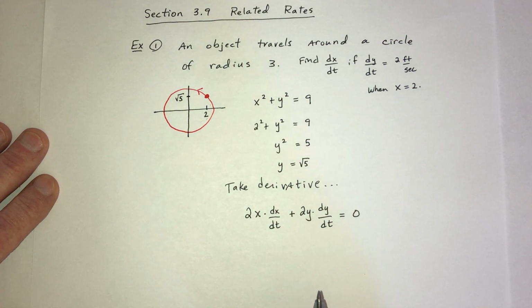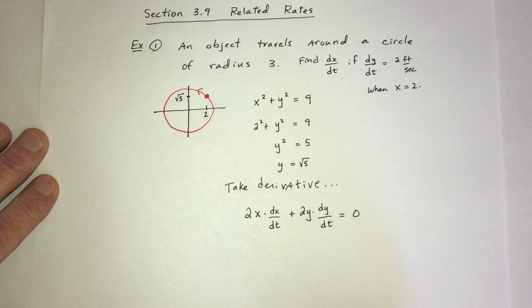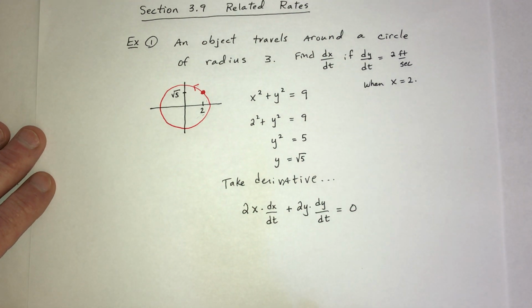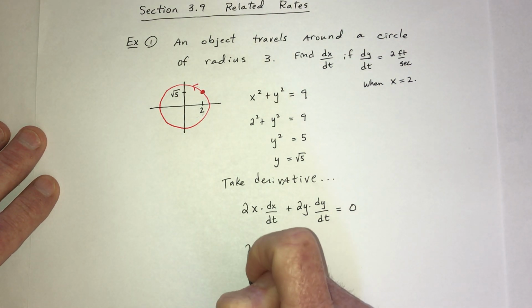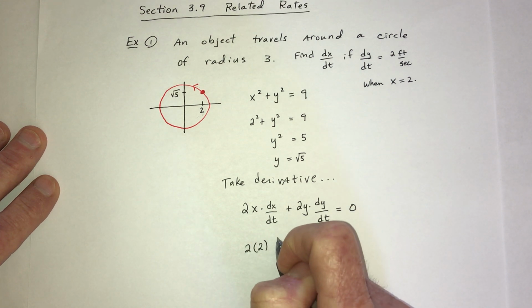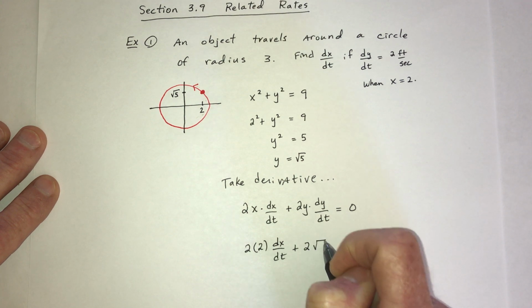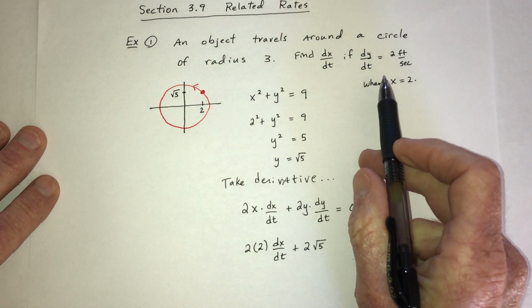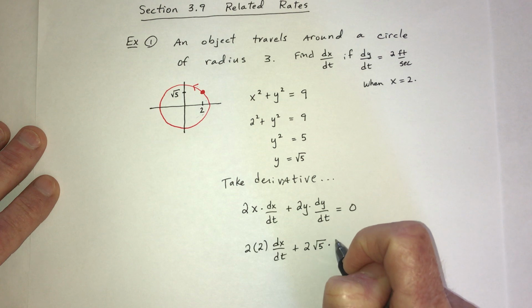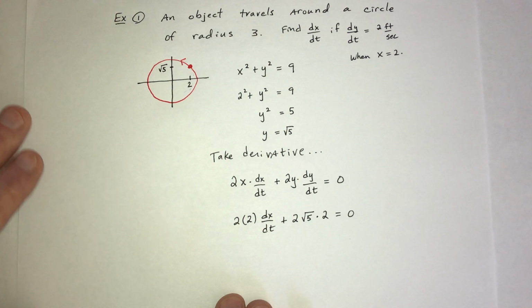Then we need to solve for dx/dt. We also have numbers that we can plug in, and the order on that doesn't matter. You can plug in the numbers and then do the algebra, or you could do the algebra and then plug in the numbers. I think I'll plug in the numbers. So x equals 2. dx/dt is what we need to solve for. Y, we found out, is the square root of 5. And it's given that dy/dt is equal to 2.